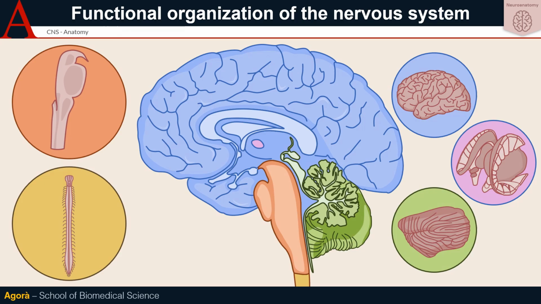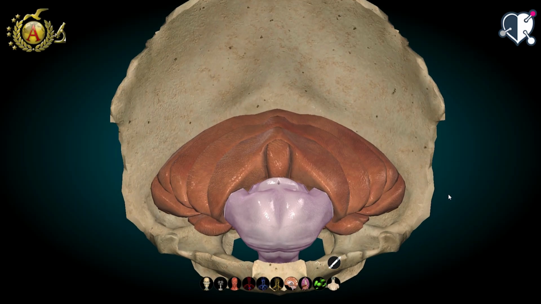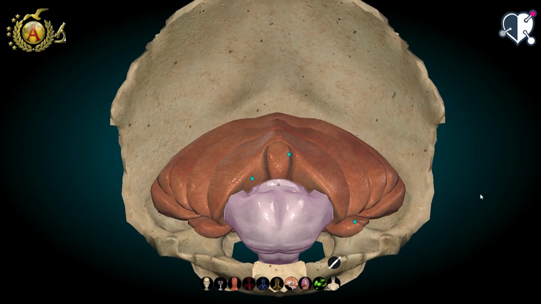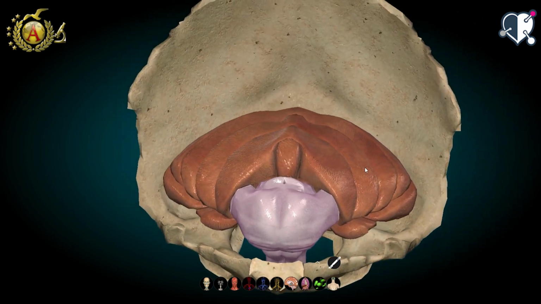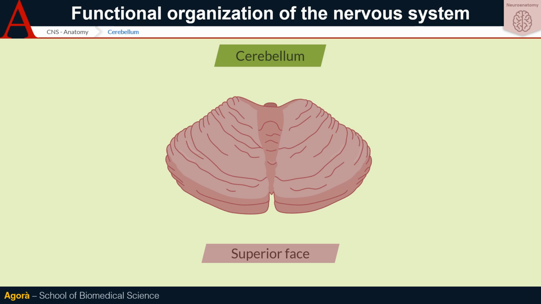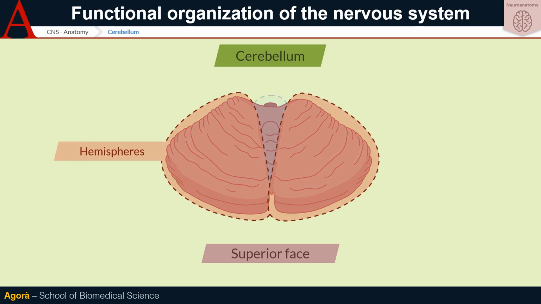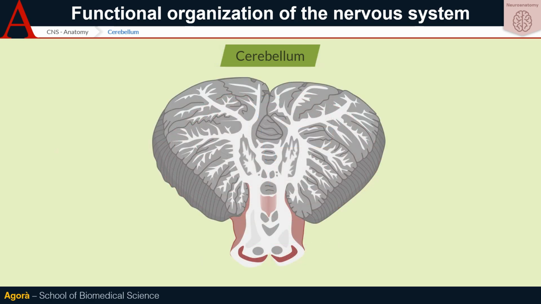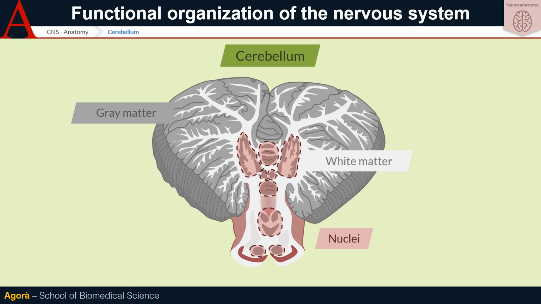Then there's the cerebellum, situated in the posterior cranial fossa. It is interconnected with the brainstem via nerve bundles known as cerebellar peduncles. The cerebellum can be divided into three parts: two cerebellar hemispheres and a central structure called cerebellar vermis. The outer layer of the cerebellar hemispheres, known as the cerebellar cortex, comprises grey matter, while the central region consists of white matter with embedded grey matter nuclei.